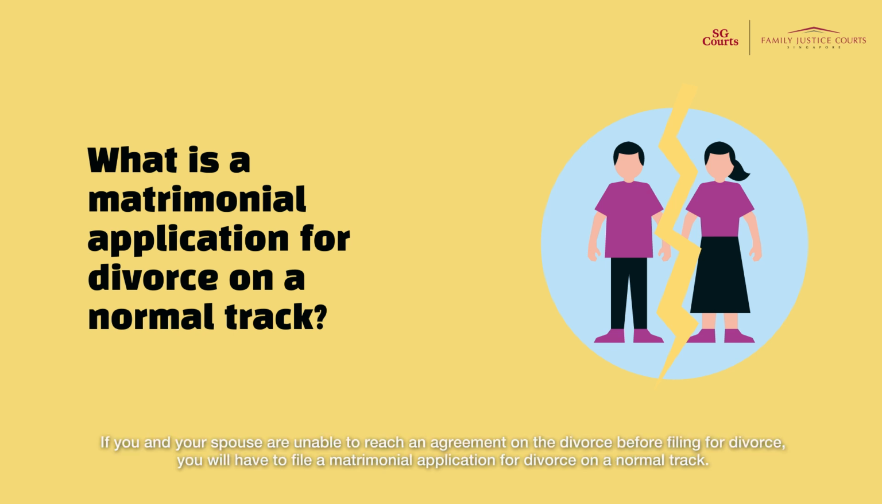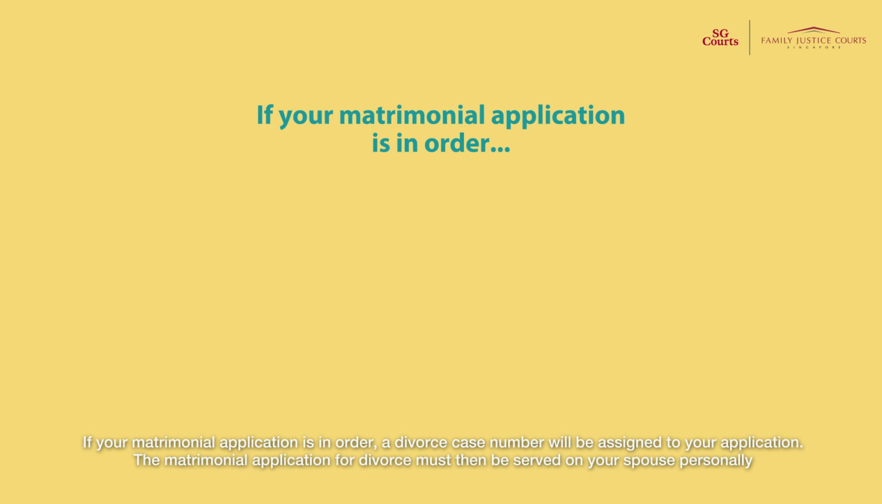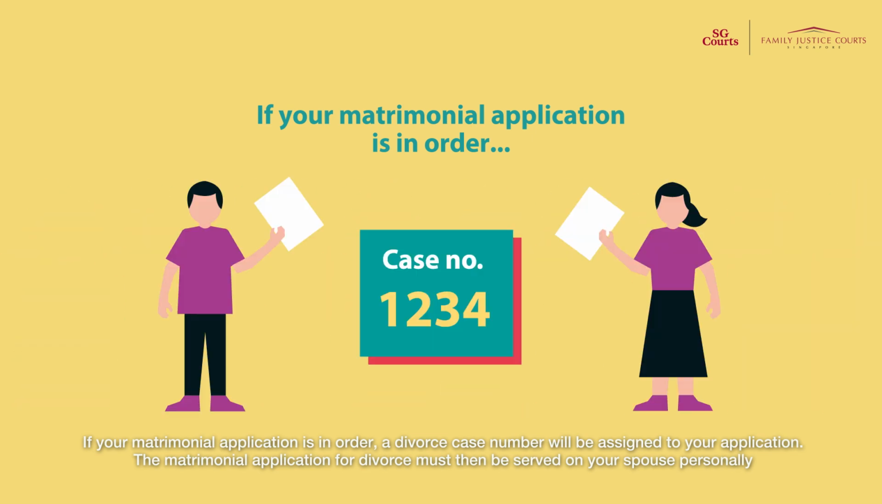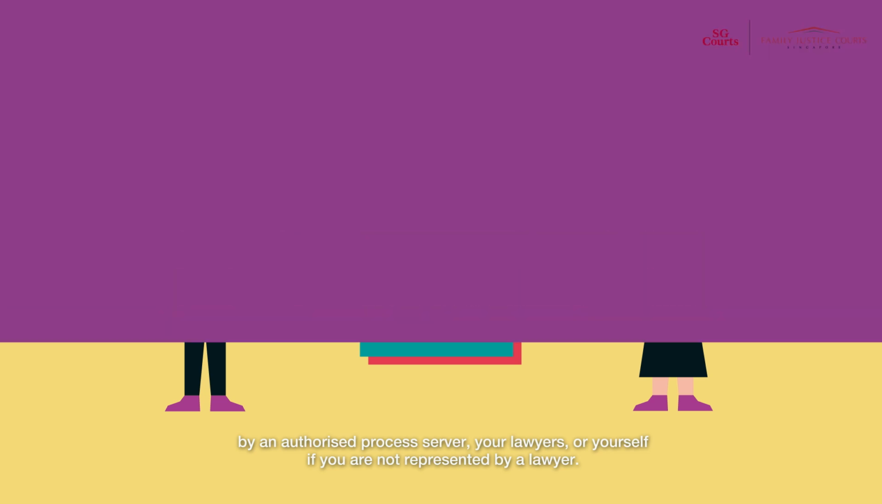If you and your spouse are unable to reach an agreement on the divorce before filing for divorce, you will have to file a matrimonial application for divorce on a normal track. If your matrimonial application is in order, a divorce case number will be assigned to your application. The matrimonial application for divorce must then be served on your spouse personally by an authorized process server, your lawyers, or yourself if you are not represented by a lawyer.